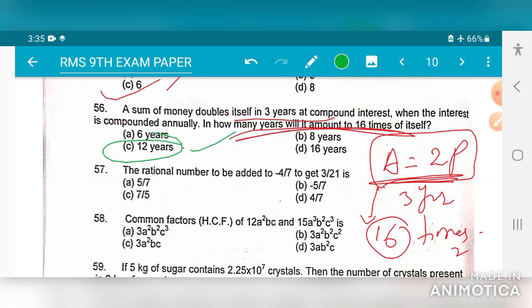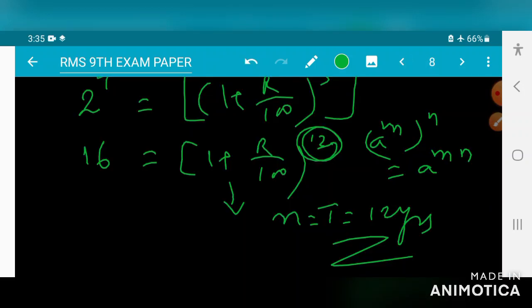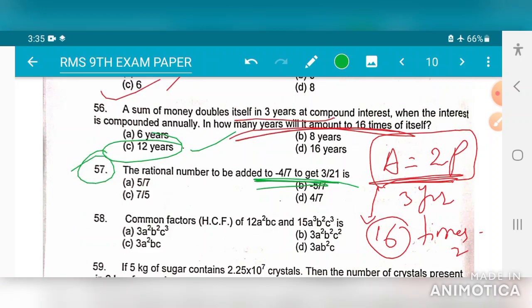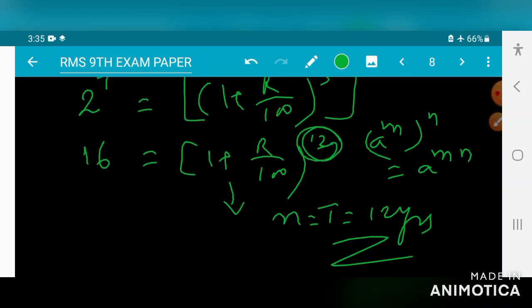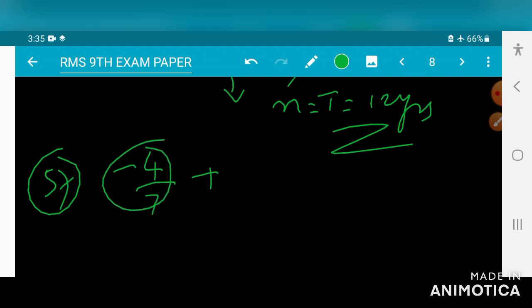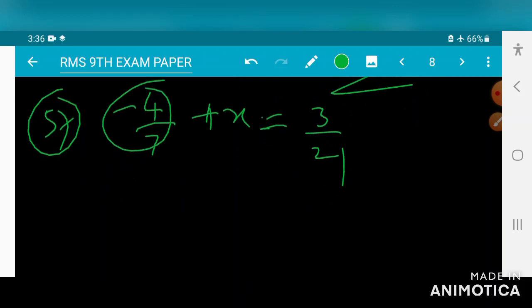Next, the rational number to be added to minus 4 by 7 to get 3 by 21. It is very easy, nothing to do. This question number is 57. What is being asked? What number should be added to minus 4 by 7 so that we get 3 by 21? Very easy question.